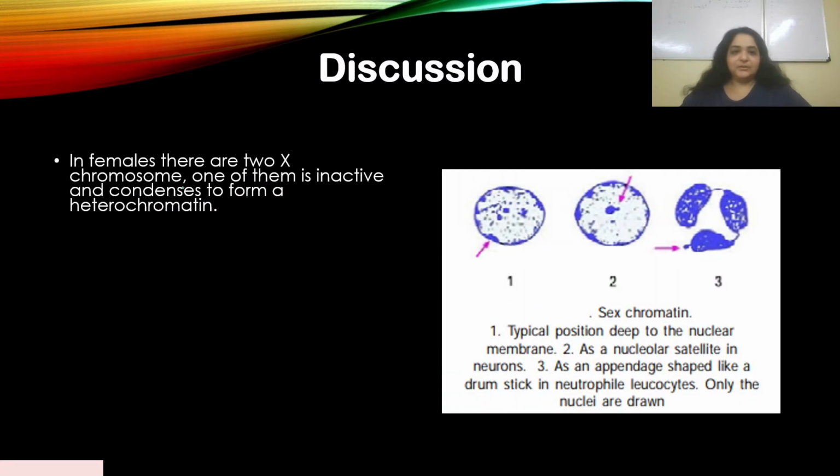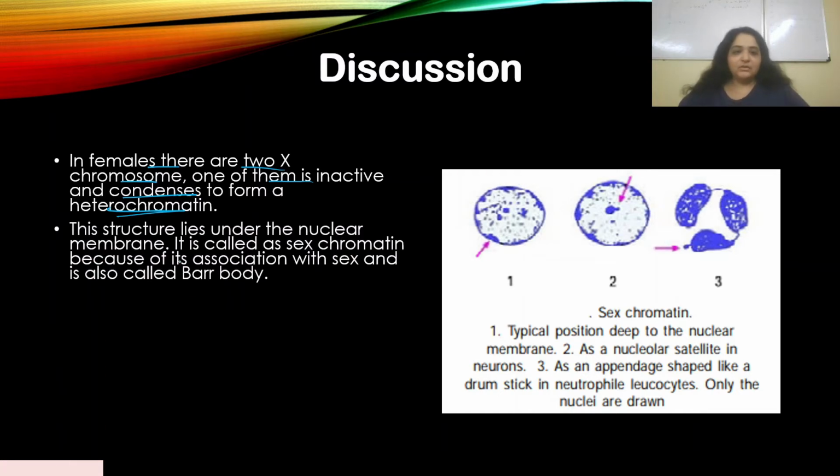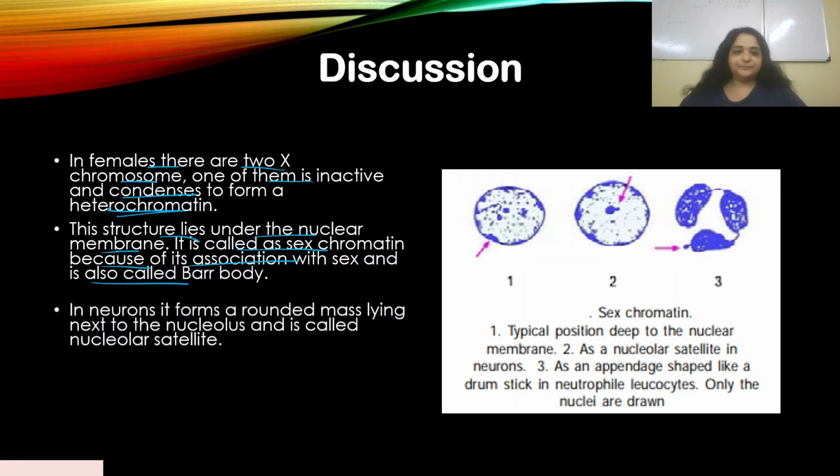Okay, so in females, there are 2 X chromosomes, right? Now, one of them is inactive, okay, and condenses to form a heterochromatin. Okay, it's like a ball-like structure that is eventually formed. So one of them, the inactive X chromosome, becomes a heterochromatin. A structure lies under the nuclear membrane, okay, and it is called sex chromatin because of its association with sex, and is also called Barr body.